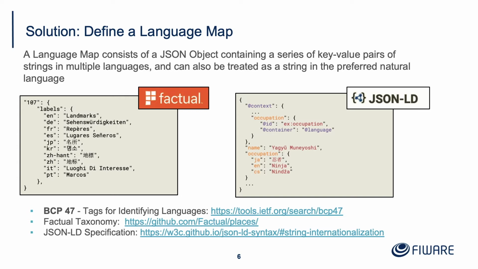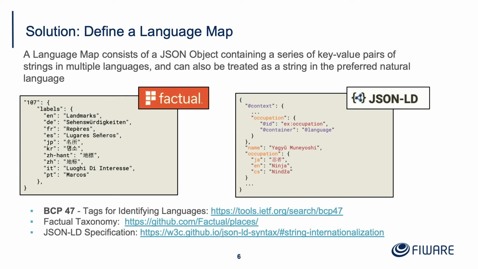But perhaps more importantly, the same concept of a language map is available in JSON-LD. Now, JSON-LD is the basis of NGSI-LD. That's what the LD bit, linked data, is. So it already has got a definition of how to mark up language.